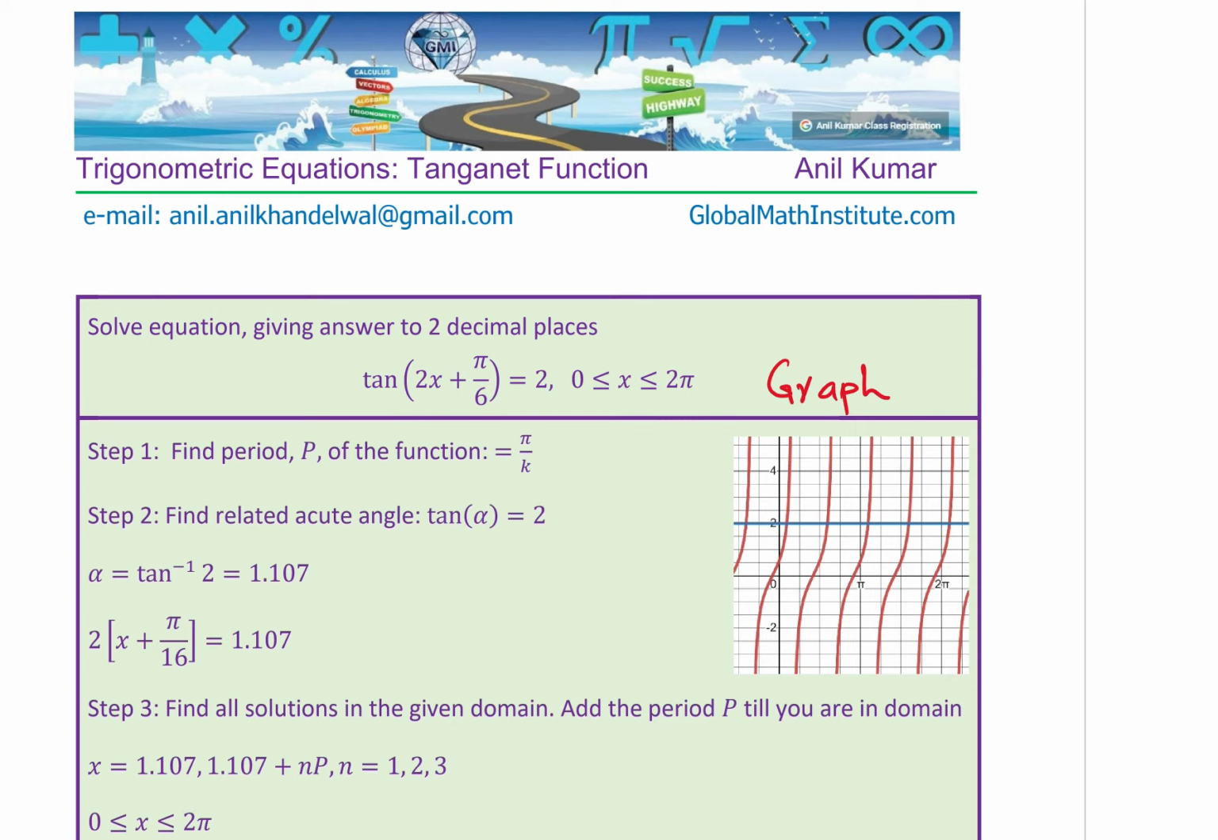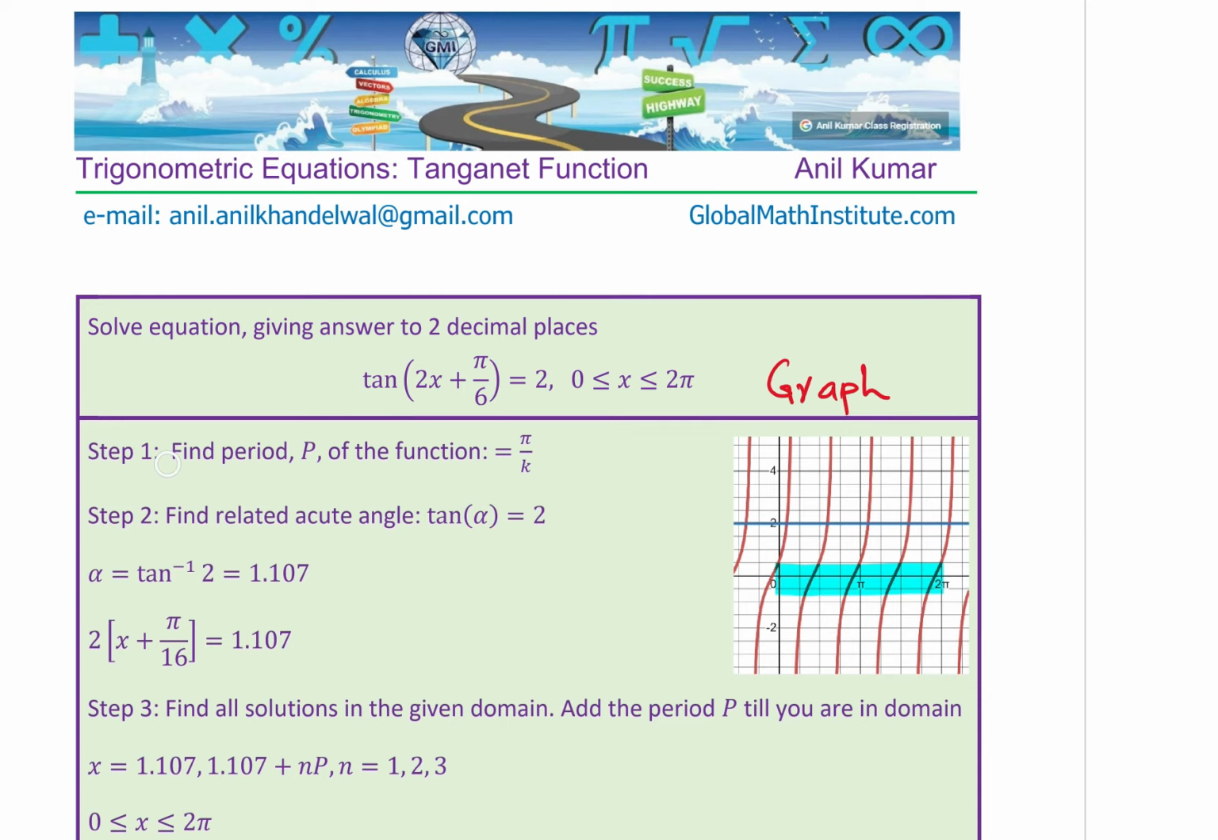So when we say tan(2x + pi/6) = 2, x is between 0 to 2 pi, that means we are going two circles, right? So between 0 to 2 pi means an interval which is from here to there, correct?